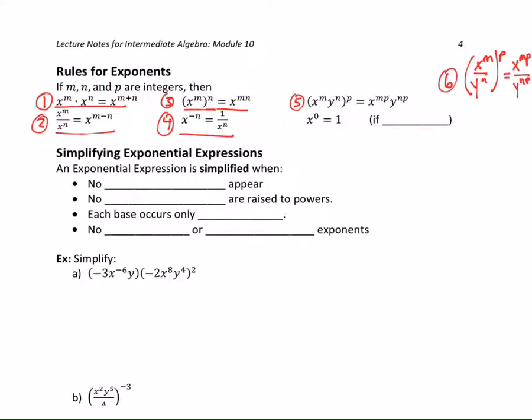And then the 7th rule for exponents is as long as x is not 0, anything raised to the 0 power is 1.